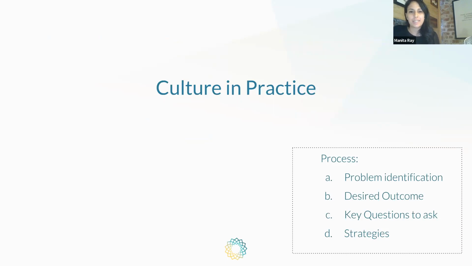So culture in practice. As Manita mentioned, culture is really the way things are done in and around your organization, and it is based on shared beliefs, assumptions, attitudes, and customs that live within your organization and shape the environment and the place that it is to work at.